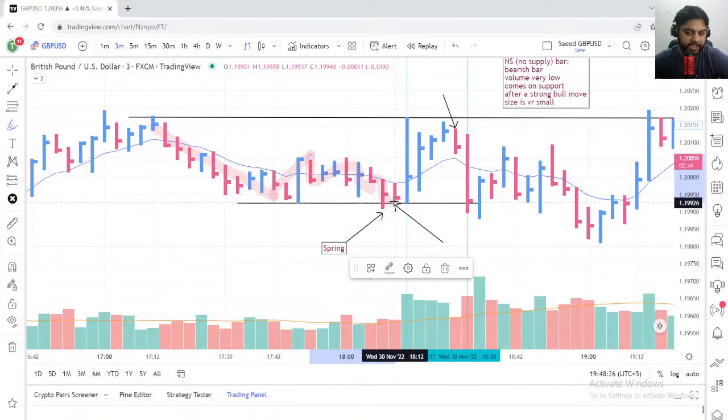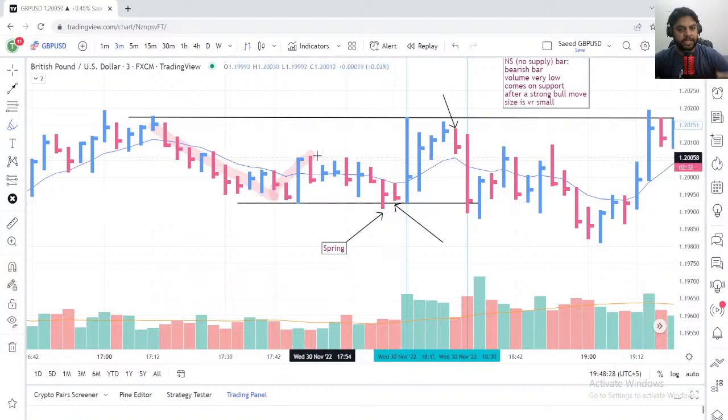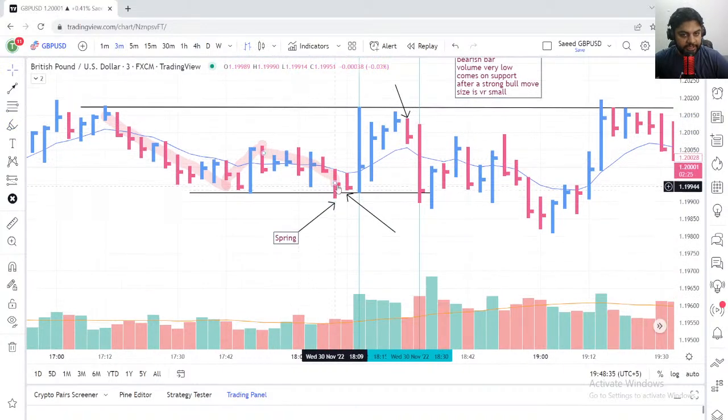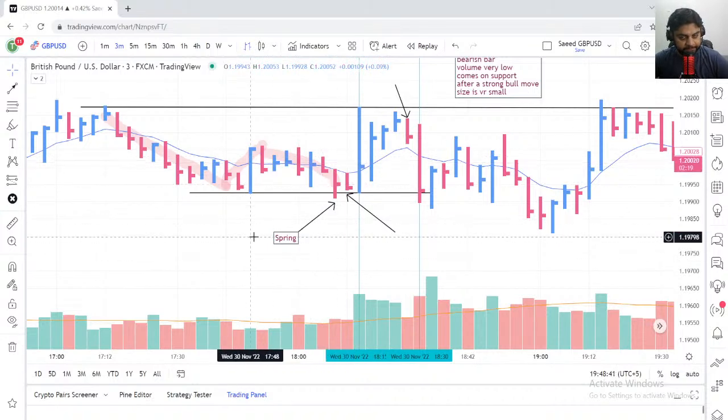So there is practically no strength in the market, almost no supply in the market. So the supply is drying out. That's why you can be confident that the market will not fall further than this level. Why? Because the supply has dried up.